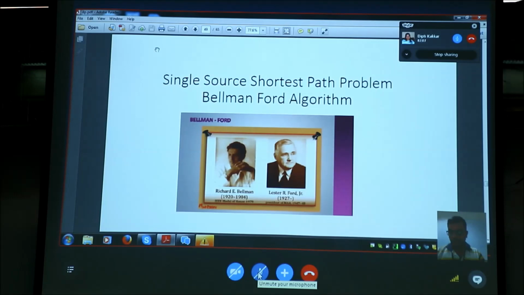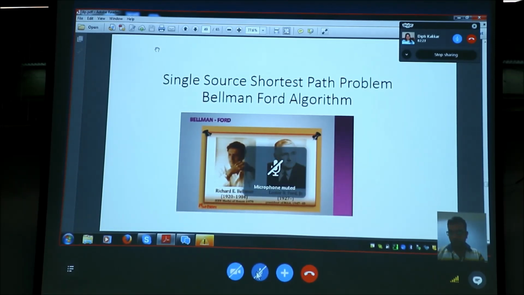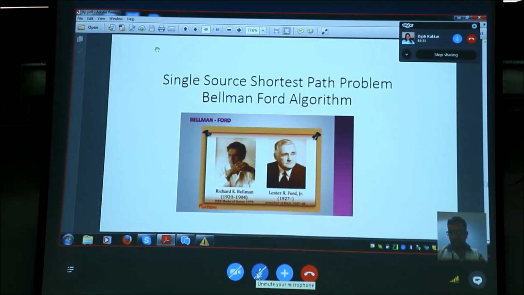The first one is the Bellman-Ford algorithm for the single source shortest path problem. So some of you might have seen this also already, but I hope there is something new to learn from this discussion. So this is a single source shortest path problem. So this is the problem.